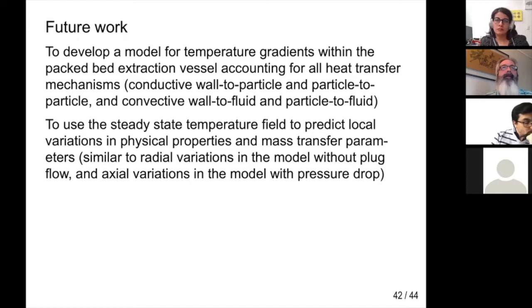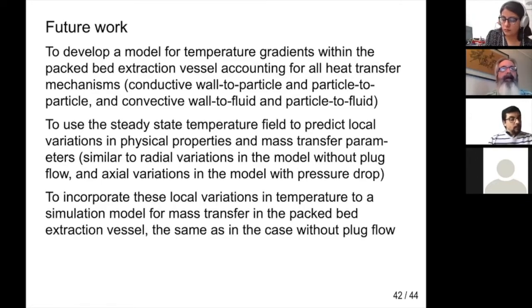Subsequently, he will use the steady state temperature field to predict local variations in physical properties and mass transfer parameters, similar to radial changes in the model without plug flow, and actual differences in the model with pressure drop. Finally, he will incorporate these local variations in temperature into a simulation model for mass transfer in the packed bed extraction vessel, the same as in the case without plug flow.